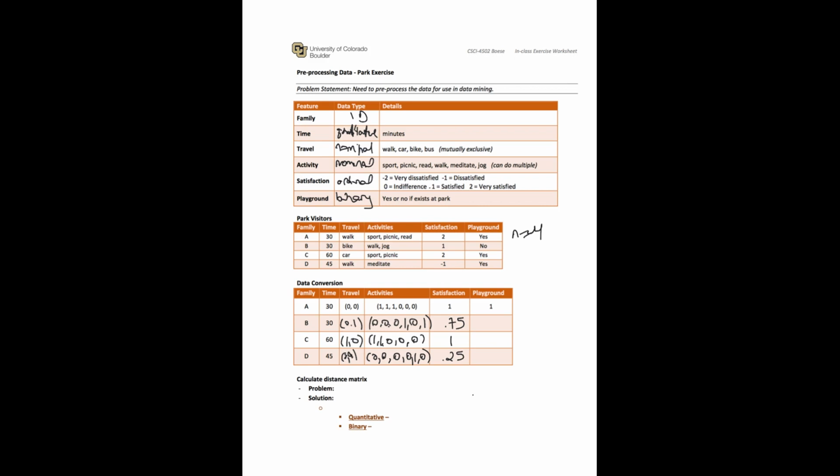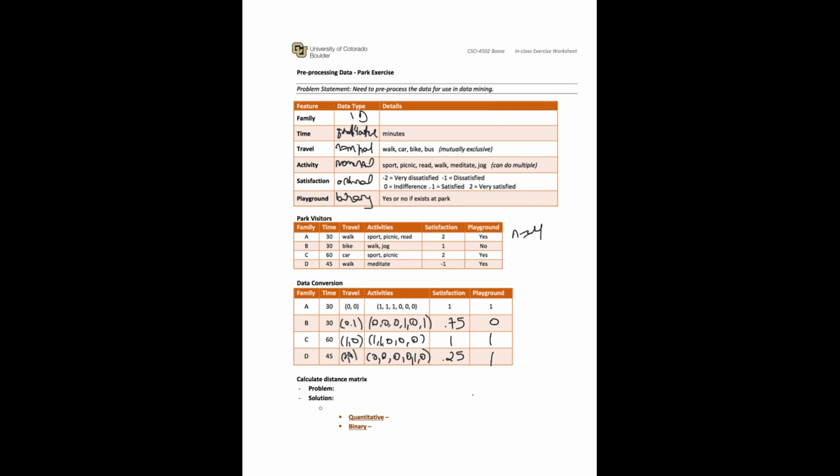So with playground, it was either yes or no. And so those are strings, so we want to convert those to numbers. Binary is pretty easy, so if a playground exists at that particular park, we're going to make that a 1, and if it doesn't exist, we'll make it a 0. And so playground yes is a 1, 1, 1, and for the one where it's not, it's a 0. All right, so now we have numbers for all of our attribute features that we want to work with.